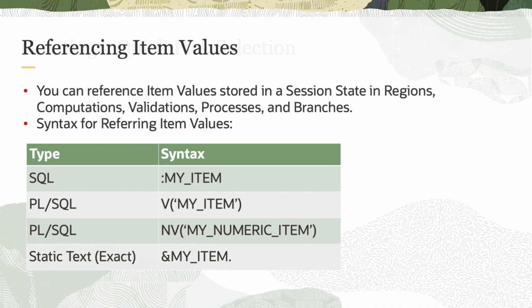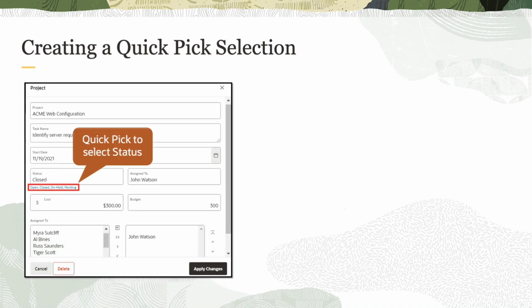Before we wind up, let us look at creating a quick pick selection on a page item. Quick picks enable users to select predefined values with just one click, rather than typing in text or selecting from a list of available options. If the item type supports quick pick selection, use the quick picks attributes to define up to 10 selections that display under a given item. Clicking a quick pick sets the value of the item.